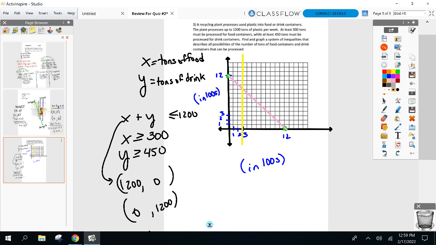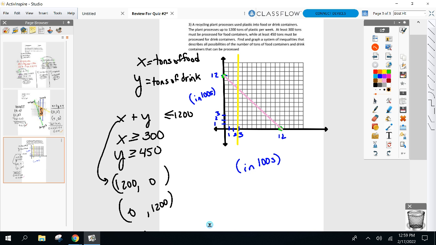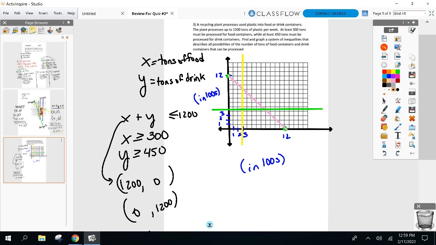And then 450, a horizontal line going through 450. So just go about halfway in between. Take your time. What do we think, above or below? 0 wouldn't work again here. So I'd have to shade to the left of the diagonal, to the right of the yellow, up on the green. Do we see where our solution set would be? Right here.